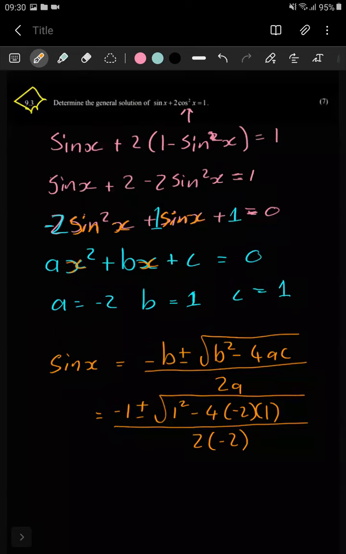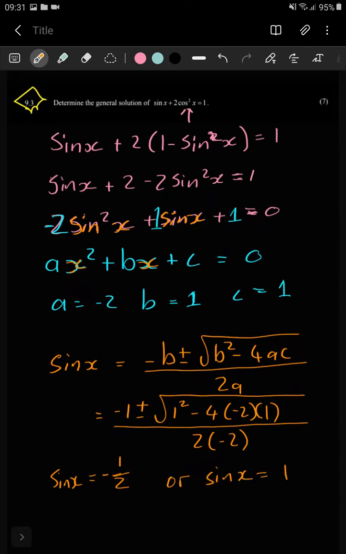Yeah, so from here, what's the answer? I got -½ and 1. So sine x is -½ and +1.